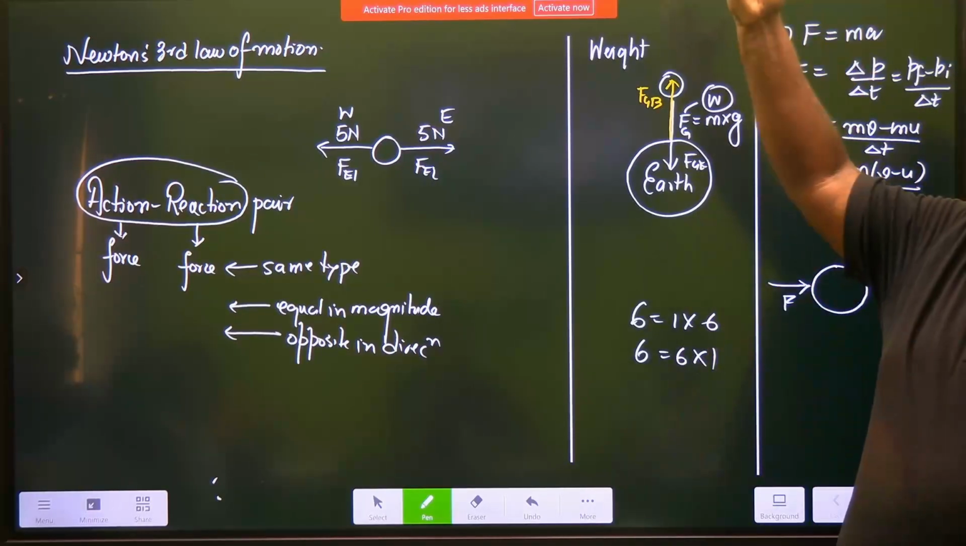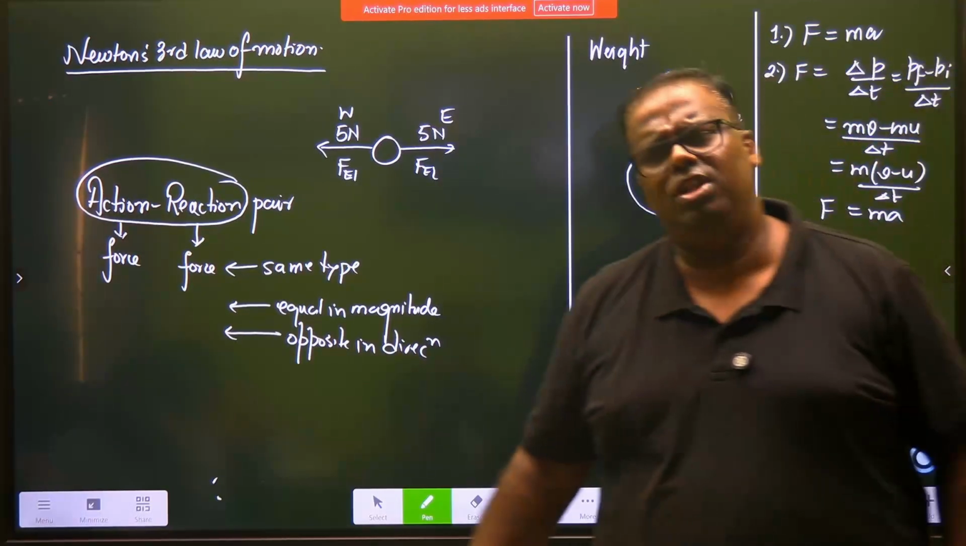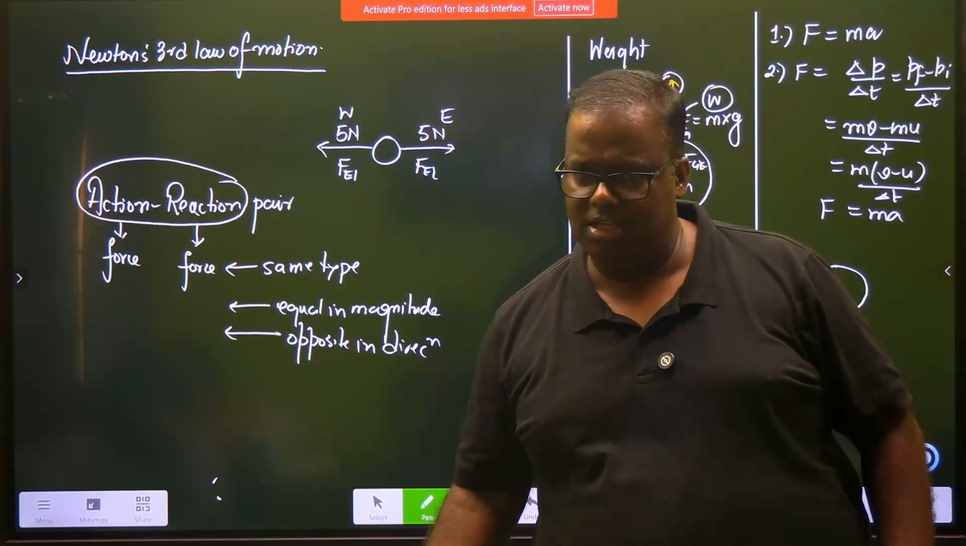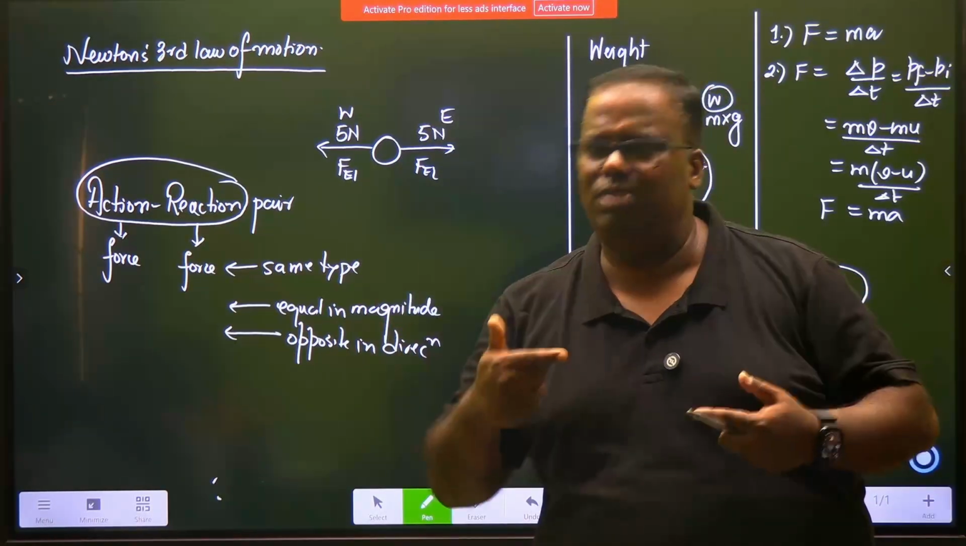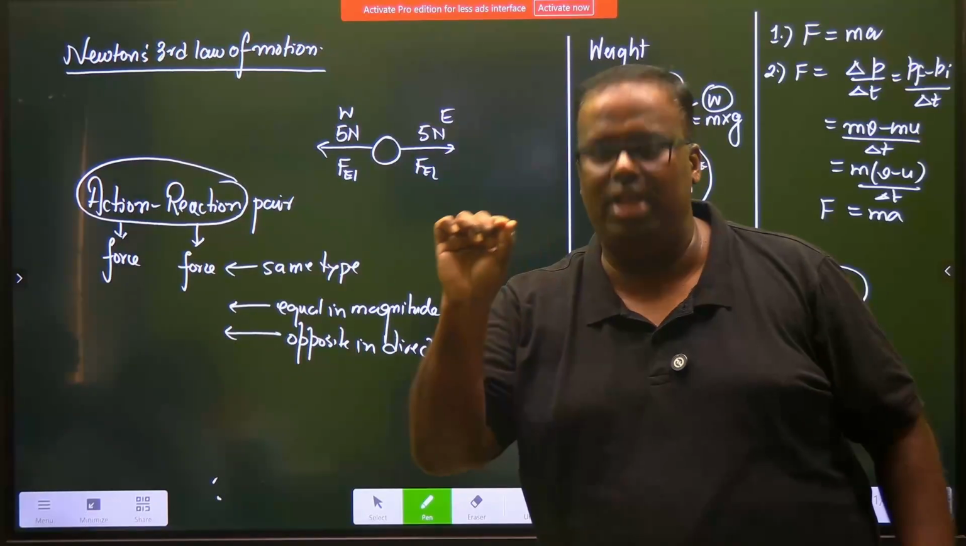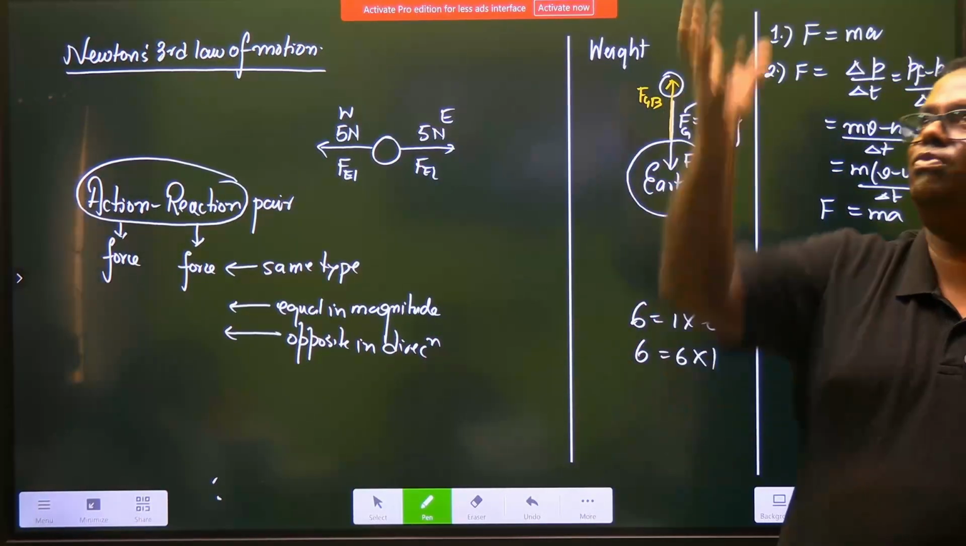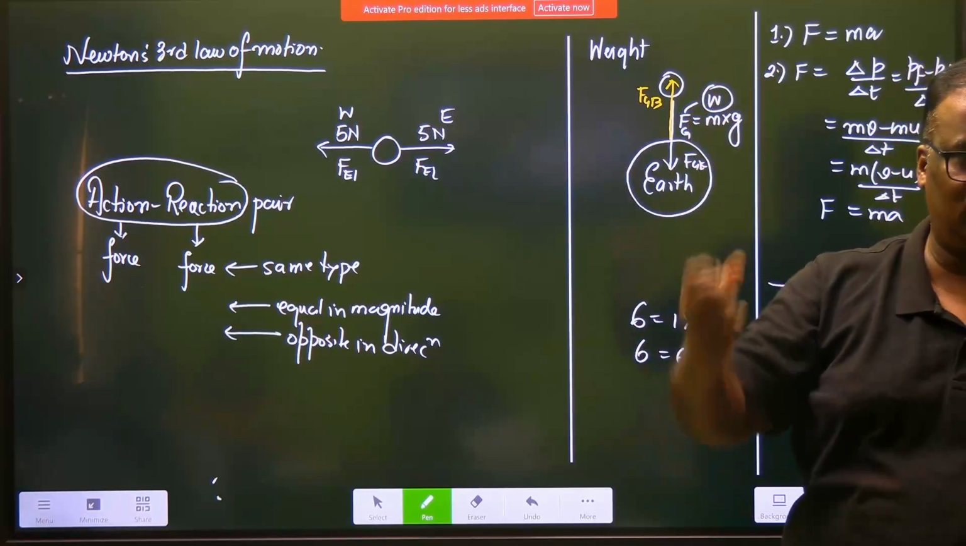Let's go to the solar system. Isn't the Earth pulling Venus? Yes. Isn't the Venus pulling Earth? Yes. We call them gravitational forces. We don't call them weight. Weight is typically when you are on planet Earth and everybody is being pulled towards the center of the Earth.